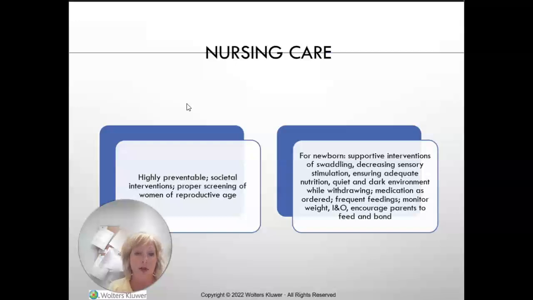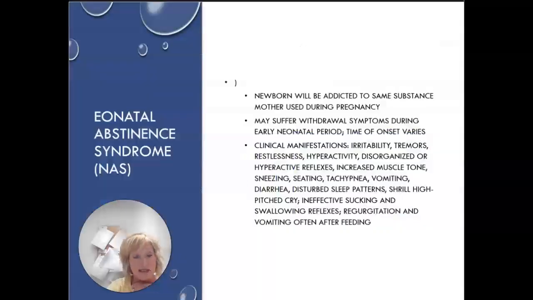So for the newborns, nursing care, supportive interventions, swaddling, keep them wrapped up so they feel tight and secure, decrease sensory stimulation. Don't give them a bunch of stimulation because that's going to cause them to be more irritable. Give them that quiet, dark environment while they're withdrawing. Make sure they're getting adequate nutrition. I&O is important. Make sure you encourage parents feeding and bonding. And we stay very non-judgmental during the process.